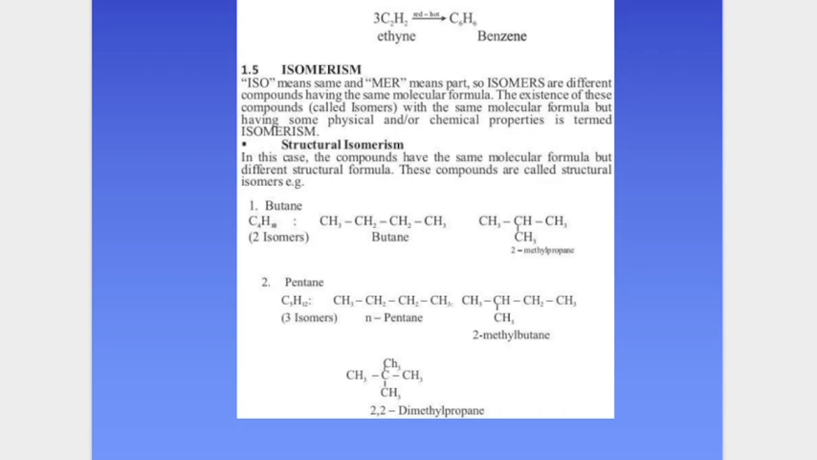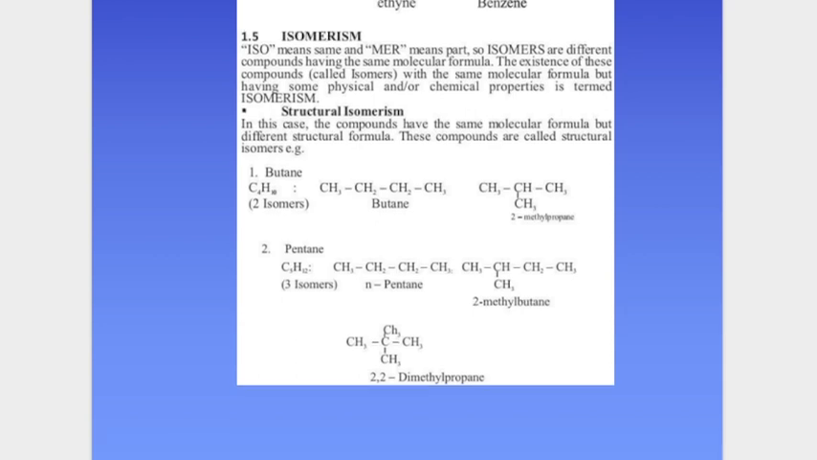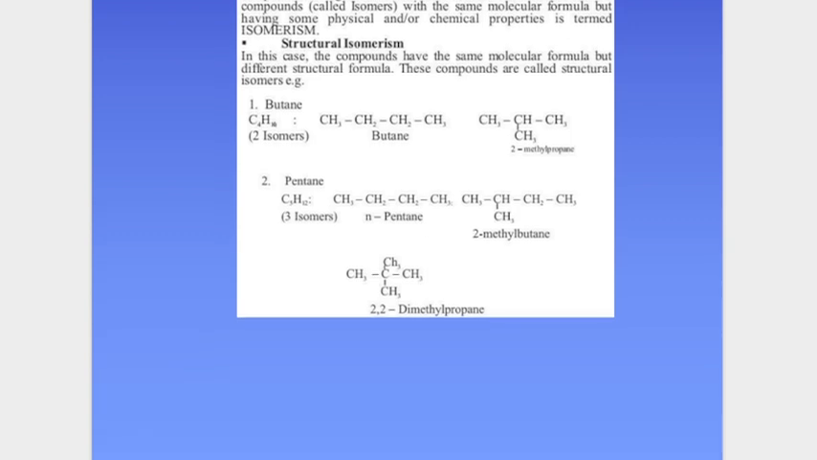In this case, the compounds have the same molecular formula but different structural formula. These compounds are called or referred to as structural isomers. Butane, for instance, can have the structural isomers of butane and 2-methylpropane. Pentane has 3 isomers, which are n-pentane, 2-methylbutane, and 2,2-dimethylpropane.